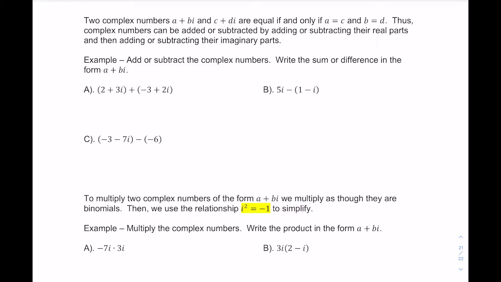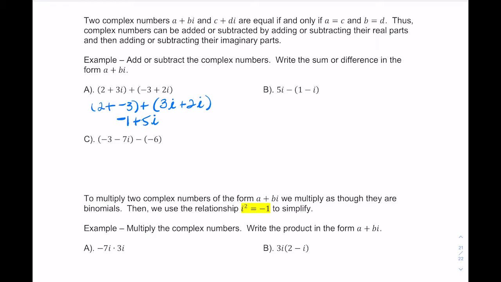So if I take a look at letter A, if I have to add these two complex numbers, 2 plus 3i is a complex number. It's made up of a real and an imaginary, and negative 3 plus 2i. I'm going to add the real parts together, which would be the 2 and the negative 3, and then I'm going to add the imaginary parts, which would be the 3i and the 2i. And 2 plus negative 3 gives me negative 1, and 3i plus 2i is 5i.